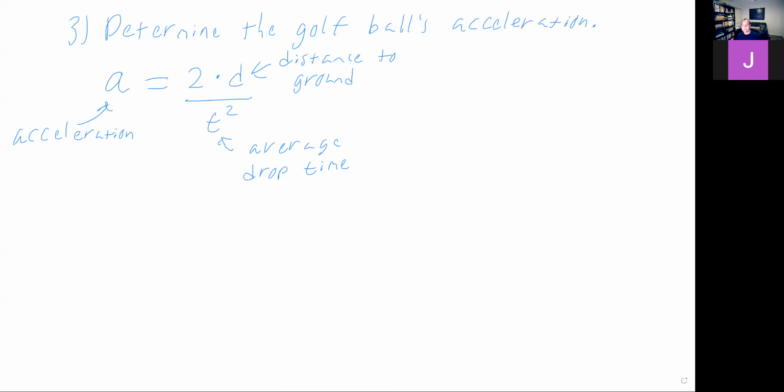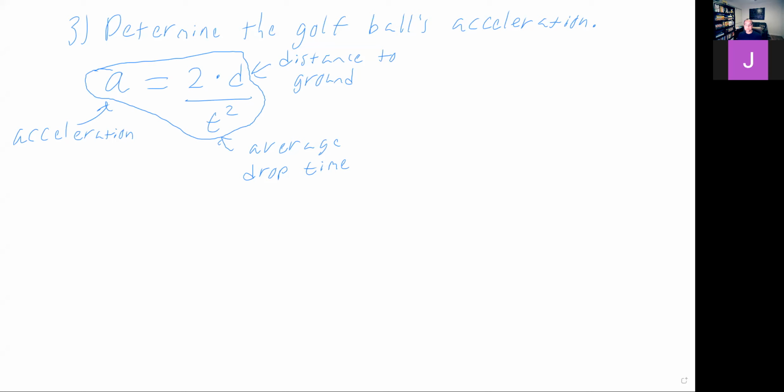Okay, so the next step is for us to determine the golf ball's acceleration, and we're going to use this handy formula. So a equals 2d divided by t squared. And if you're wondering where this formula comes from, right now I'm just giving it to you. When you get to Mr. Fosse's class, you'll do physics in 11th grade, and you'll talk more about where this formula comes from. It turns out it comes from calculus.